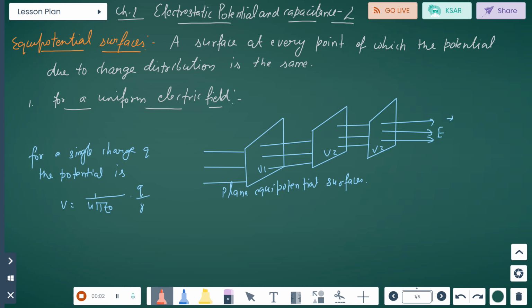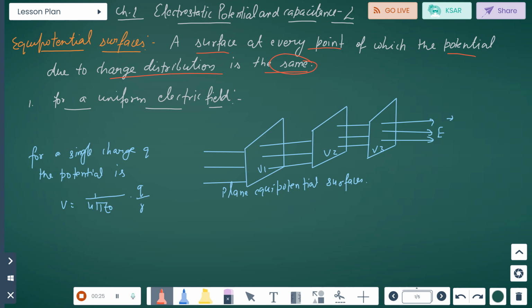Now start with equipotential surfaces, chapter 2, electrostatic potential and capacitance. Part 2, equipotential surfaces. A surface at every point of which the potential due to a charge distribution is the same. Means at every point the potential due to the charge distribution is the same.